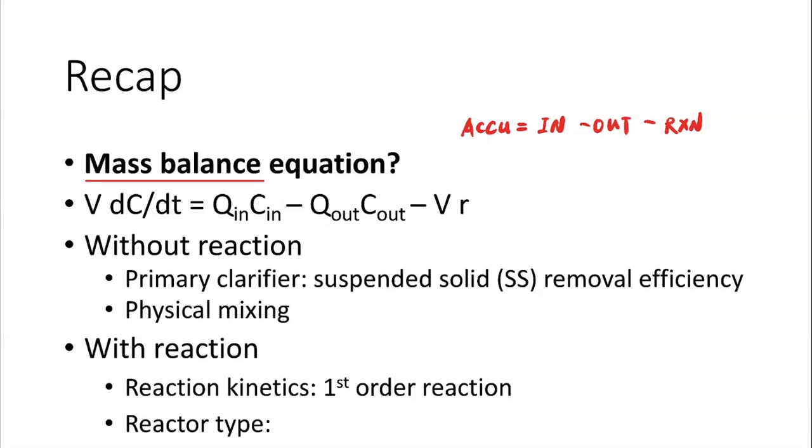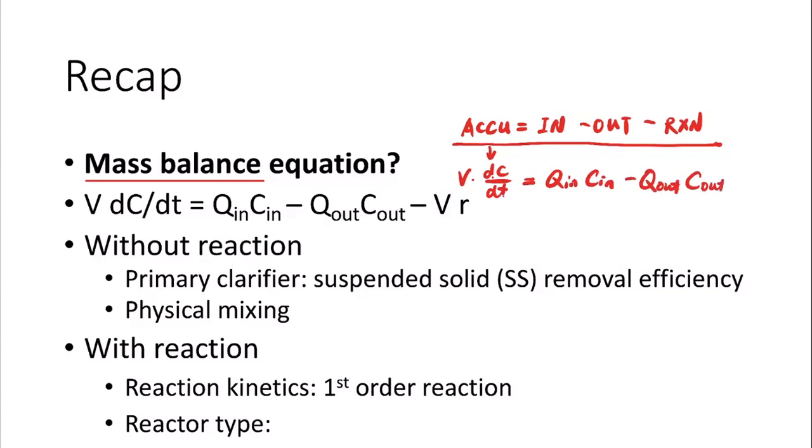If we represent it in a more mathematical way, and this is the part that I didn't introduce in our last class, we can show each term in a little bit more complicated expression, which is V multiplied by dC/dt equal to Q_in multiplied by C_in, minus Q_out multiplied by C_out, minus V multiplied by R. Basically the accumulation term can be represented as the change of the concentration for this species in the control volume multiplied by the entire volume of this control volume, right?